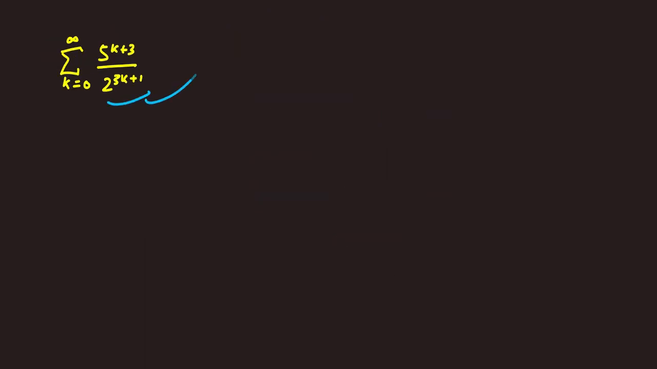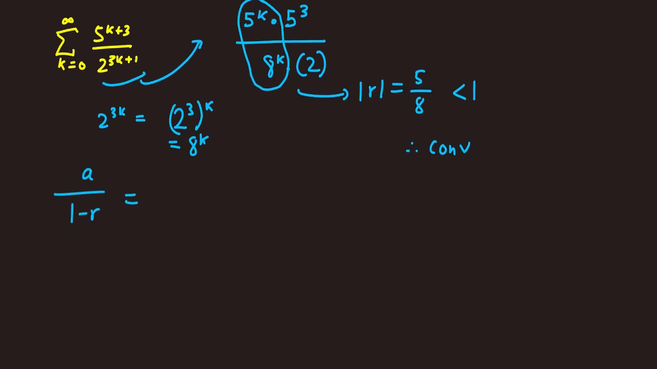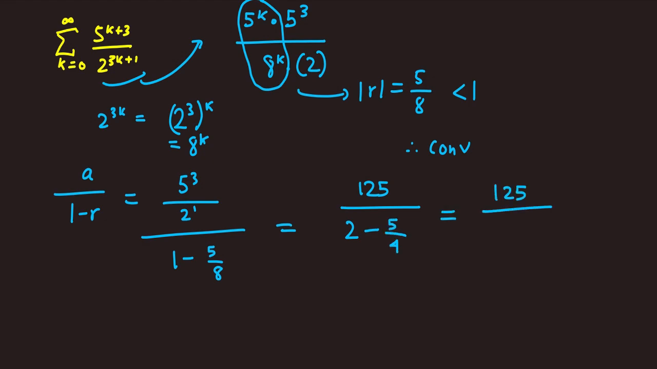For 5 to the k plus 3 over 2 to the 3k plus 1, we can extract the 5 to the k and the 5 to the 3 out of the numerator, and then for the denominator we can represent 2 to the 3k as 8 to the k, and then we can get the r, which is going to be 5 over 8, and that is less than 1, so it converges. Again, you can use the formula to get the exact value of convergence. Plug in the term of the sequence at k equals 0 and the 1 minus r, and you should be able to get 500 over 3 as your answer.